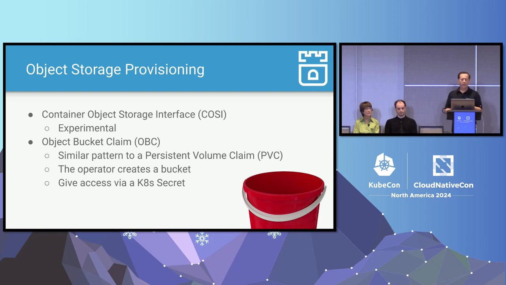And another way of doing it, which we've had for longer, is the object bucket claims, which is basically just a way of saying, I've got a storage class, let me provision a bucket instead of the normal volume, and then you can have access to the bucket from your application pod.